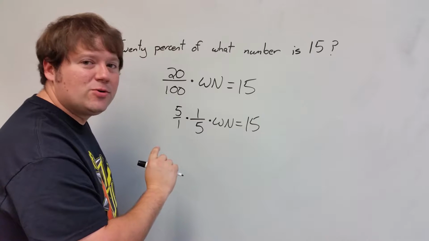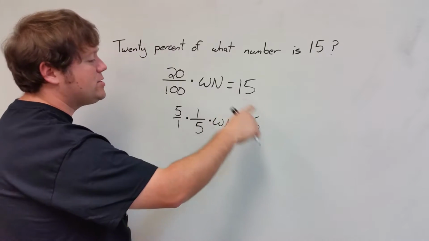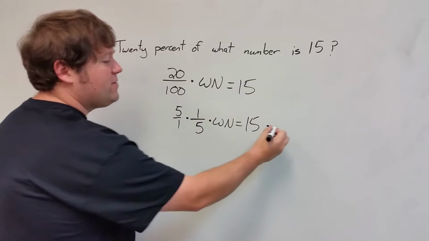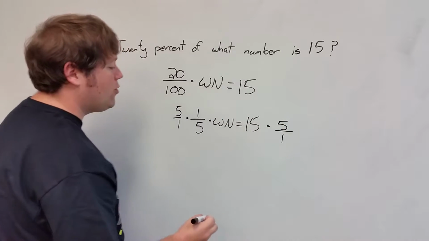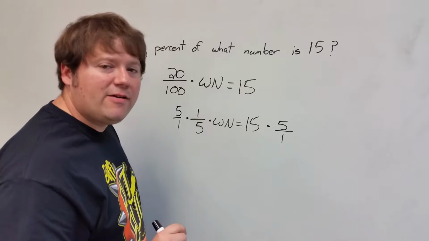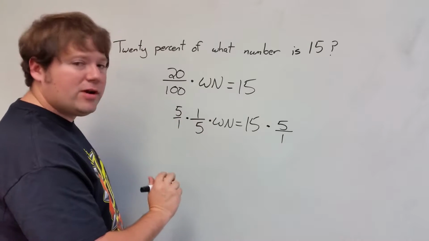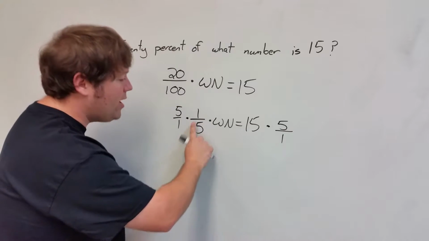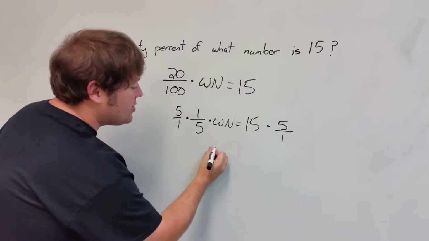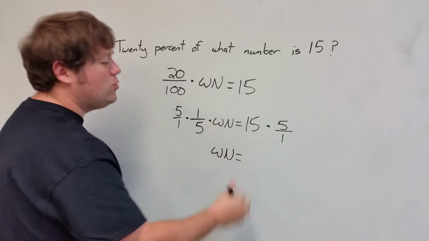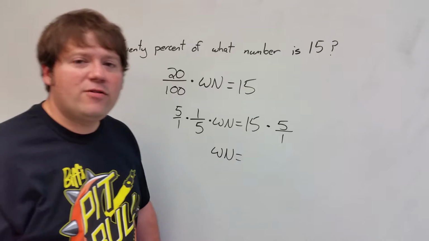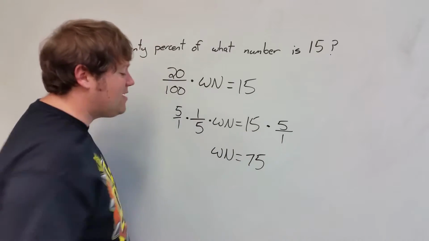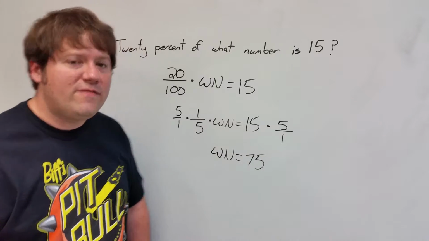And it's okay for us to do that on one side of the equation as long as we do the exact same thing on the other side of the equation. We'll also multiply 15 by 5 over 1. The reason we multiply a fraction by its reciprocal is to get rid of it, because you multiply and they cancel out. It equals 1 times the variable. So that leaves just WN equals 15 times 5 over 1. And that's just 15 times 5. And 15 times 5 is 75. So the number we were looking for is 75.